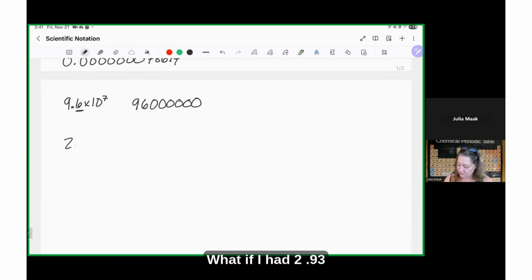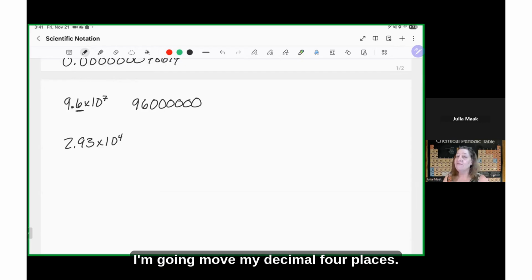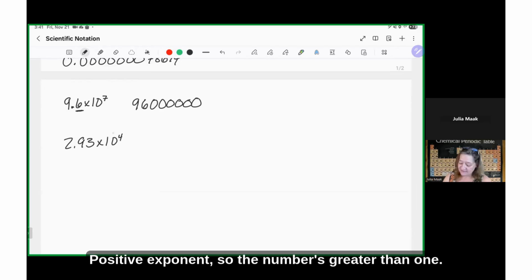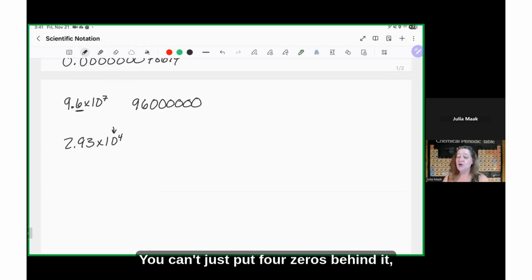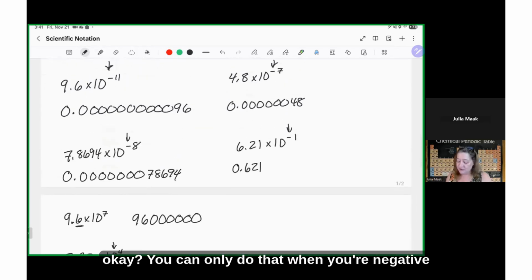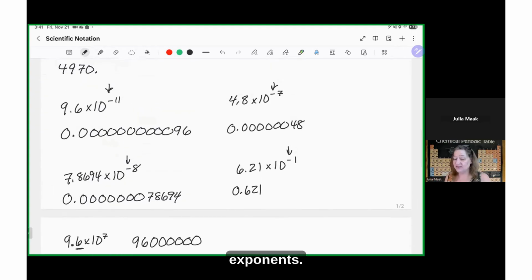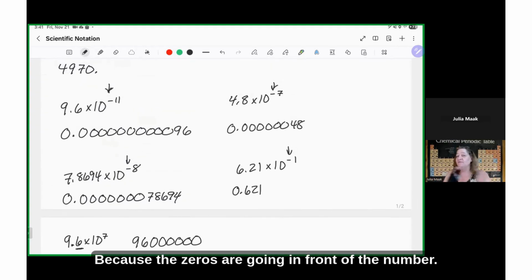Okay, what if I had 2.93 times 10 to the 4? Okay, I'm going to move my decimal 4 places. Positive exponent, so the number is greater than 1. You can't just put 4 zeros behind it. Okay, you can only do that when you're negative exponents because the zeros are going in front of the number.